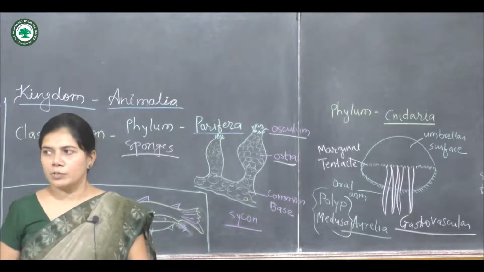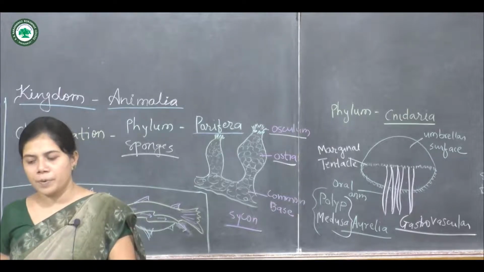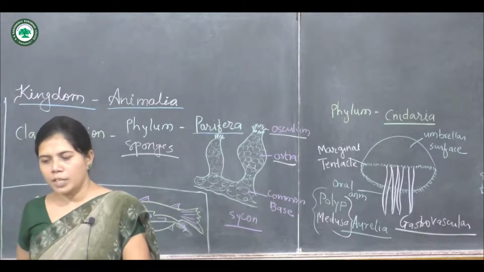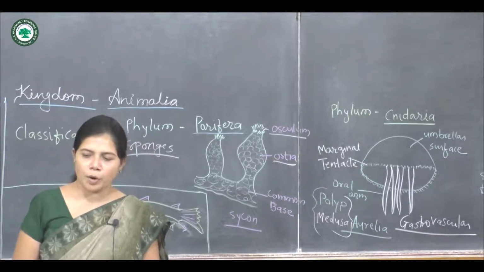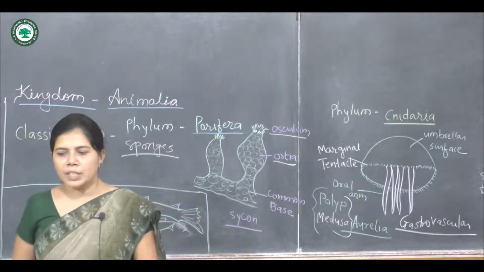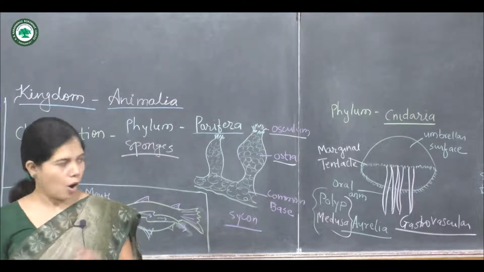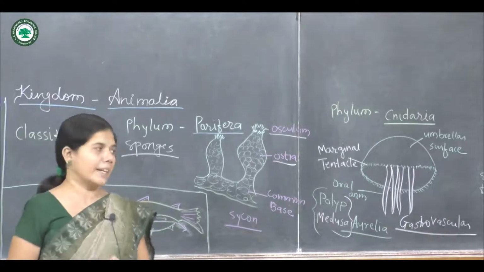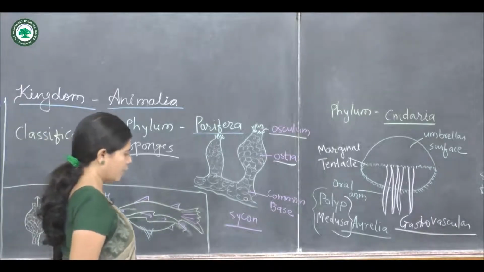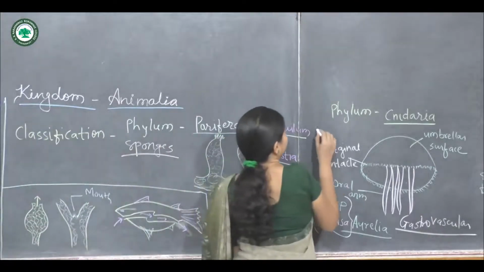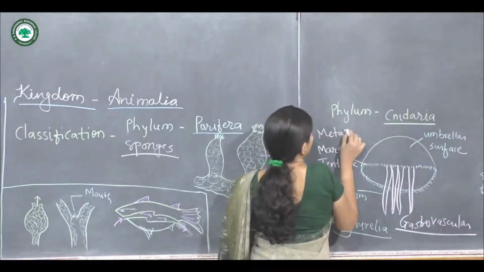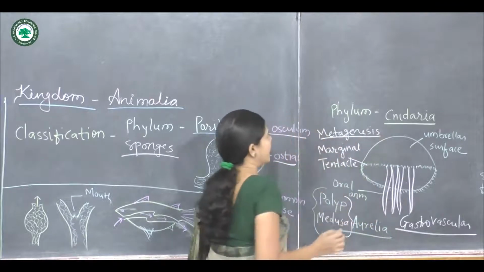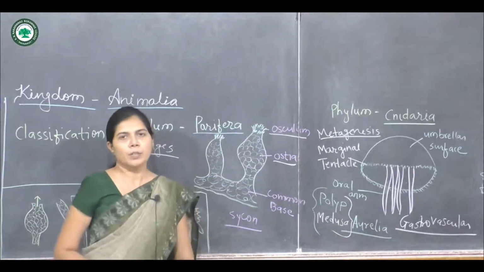These two generations, the polyp and the medusa, exhibit medusoid generation as well as polypoid generation. This phenomenon of alternation of generation is known as metagenesis. The metagenesis phenomenon is present in Cnidaria, meaning alternation of the two generations.